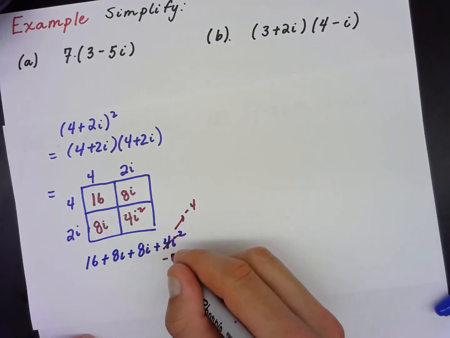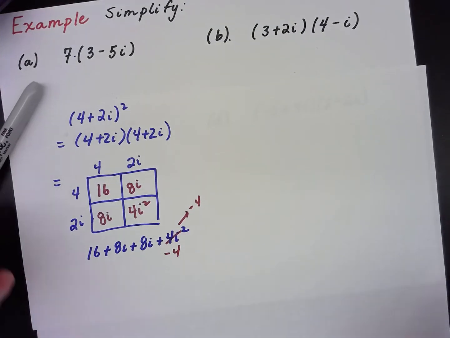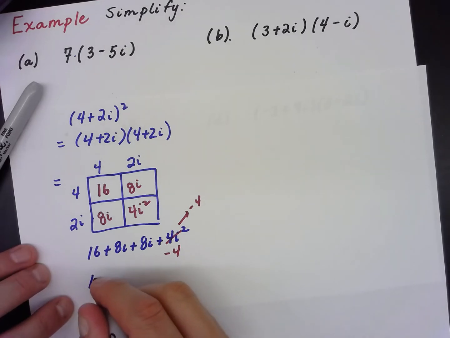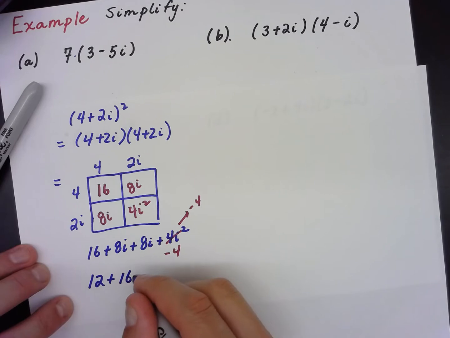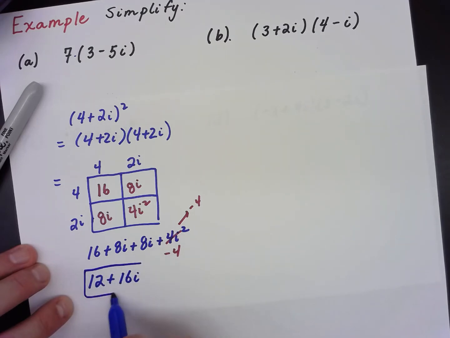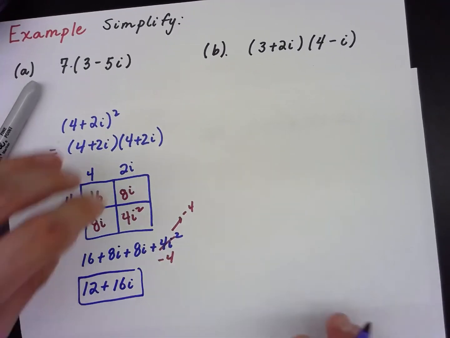We'll cross out -4 here. So you combine like terms. 16 minus 4 is 12. 8i plus 8i is 16i. You can go ahead and leave that. There you go. And we've got one more here.